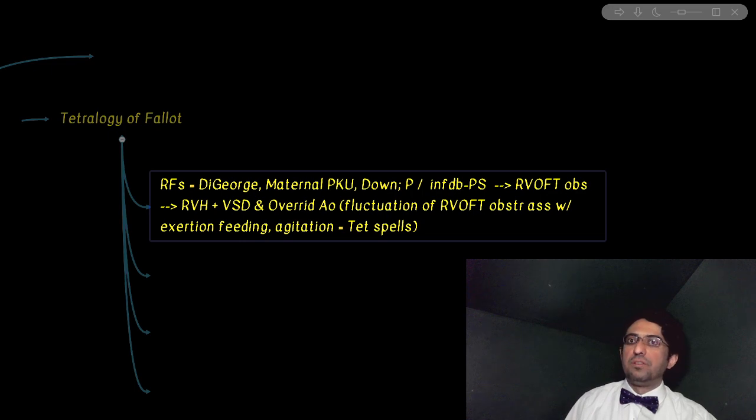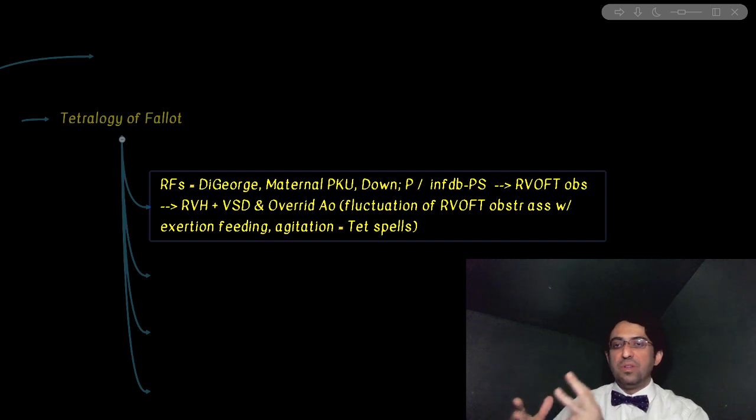Describe the pathophysiology of TET spells in tetralogy. The fluctuation in the level of right ventricular outflow tract obstruction in association with exercising, feeding, and agitation can result in worsening of the cyanosis seen in tetralogy. That situation is referred to as the TET spells.